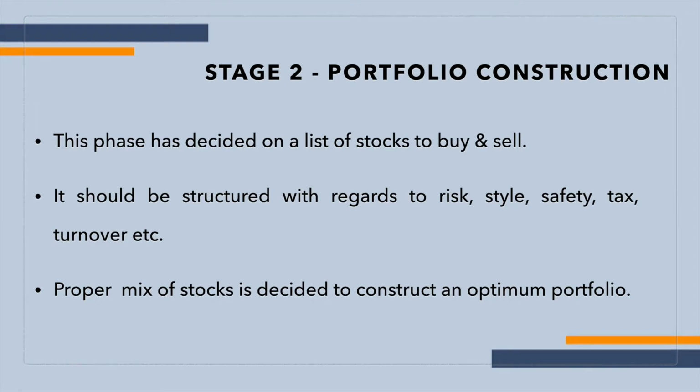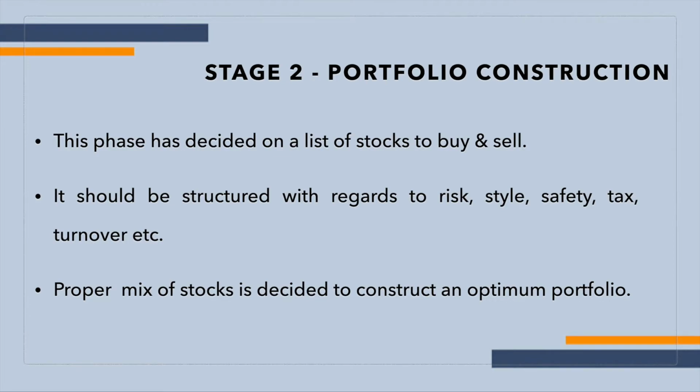So I'm going to club or make a list of what all stocks or kind of avenues I would like to invest upon. So it should be structured. That means if I'm going to make a list of portfolio, on what basis will I make it? I need to keep track of risk, the style of investment, the safety, tax, turnover, liquidity, government regulations, etc. I need to check each of my investments or each of my stocks on all these aspects and see what is more profitable or convenient for me.